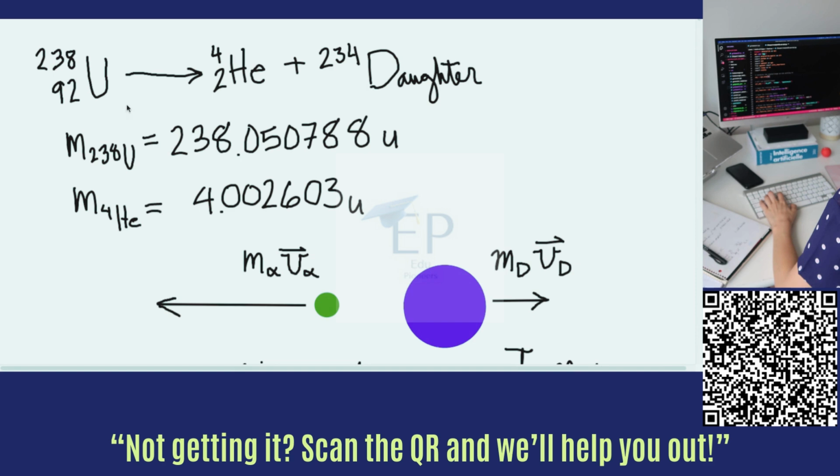This problem concerns an alpha decay of a uranium-238 atom into an alpha particle, if you'll remember, is a helium nucleus that has atomic mass number 4 and atomic number 2, as well as the remaining daughter nucleus. In this problem, you're asked to find the recoil kinetic energy of the daughter nucleus, as well as the Q value of the entire decay process.